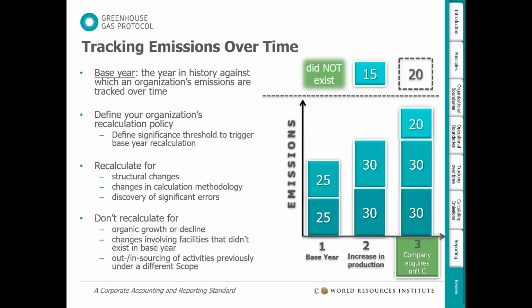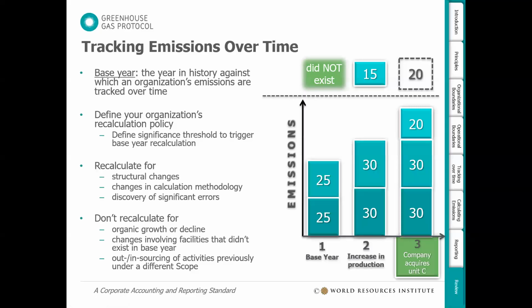So various factors trigger recalculations to the base year inventory, and these include structural changes in an organization, changes in calculation methodology, and the discovery of errors. And it's important to look at these factors collectively. Individually, some of these factors might be quite small, but collectively, they may be important and sufficient to trigger recalculation.